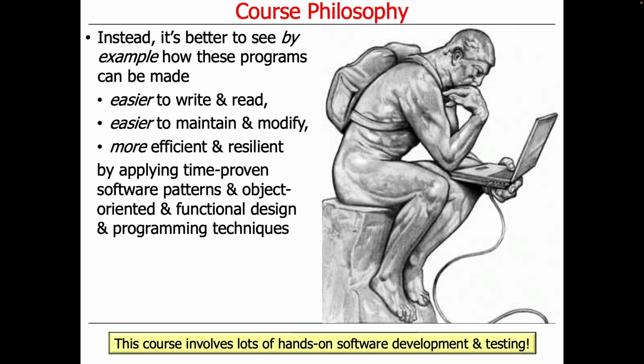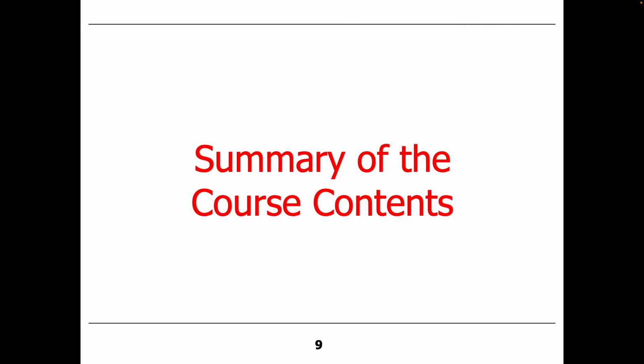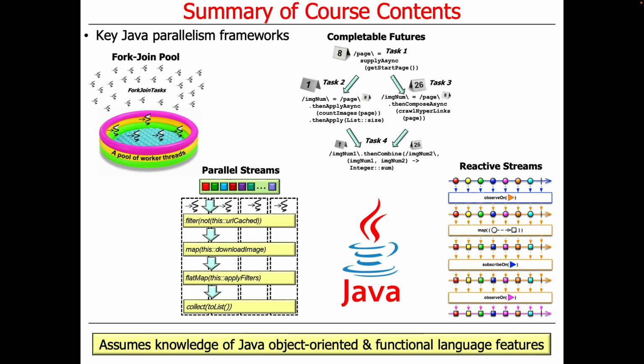So this course is going to involve lots of hands-on software development and testing, and we'll talk about that because there's lots of things that have happened in the past 6 to 8 months that make this more fun and more challenging at the same time. So what are we going to do in this course? Well, we're going to be focusing on 4 primary Java parallelism frameworks. And I'm not going to talk about them in detail on this slide because I'll talk about that in a moment.